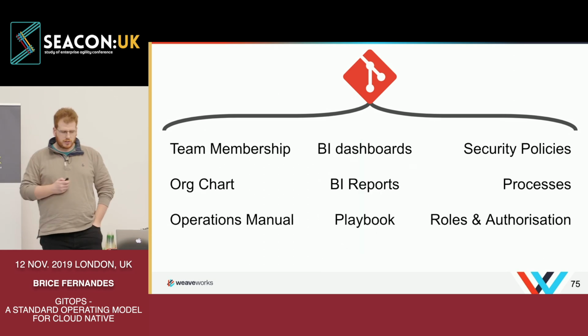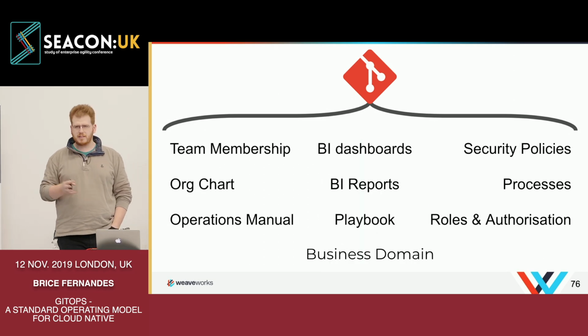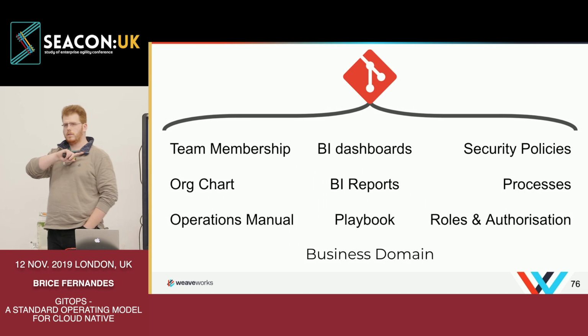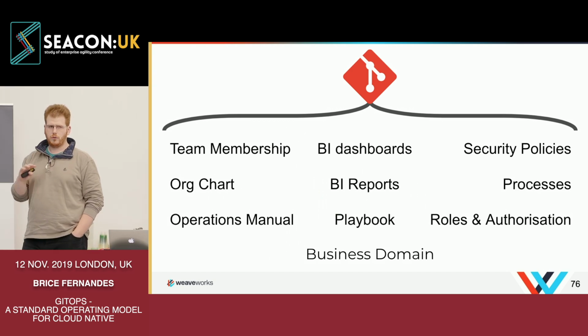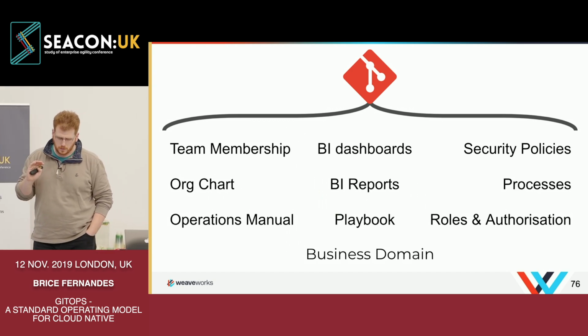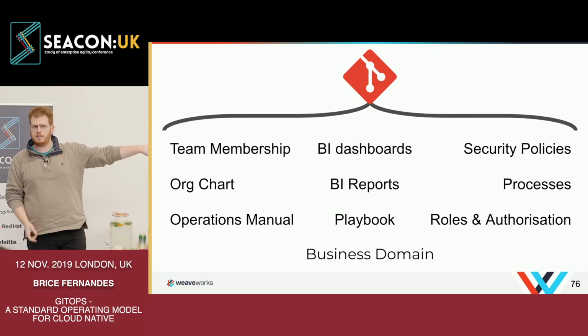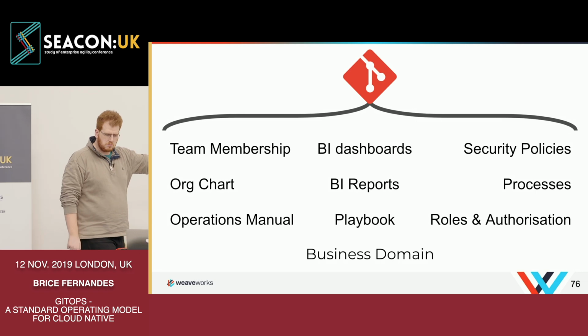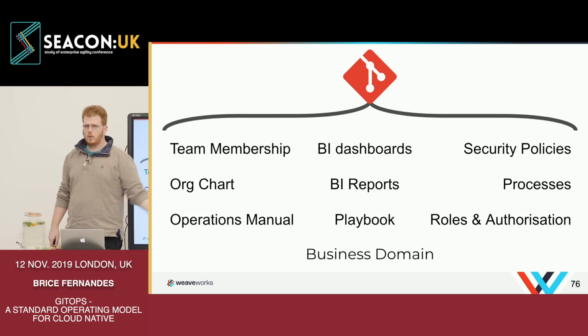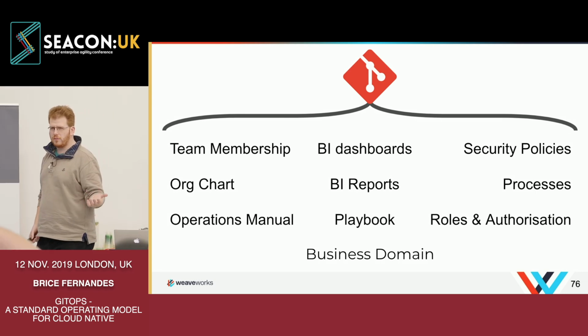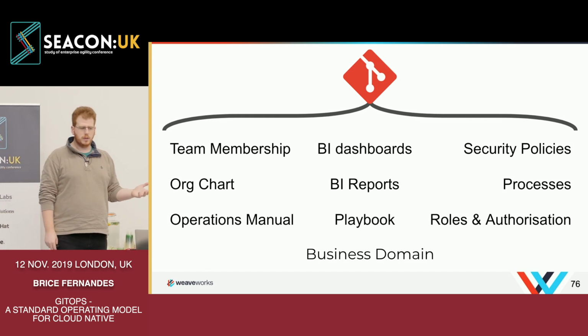We don't really have a lot of time, but I do want to mention that this can be applied to the business domain as well, right? This is not just applicable to the technical domain, the infrastructure domain, but you can apply it to your business domain too. In particular, your business intelligence. Why is that not versioned? Why is that not defined? Why is that not reversible, right?